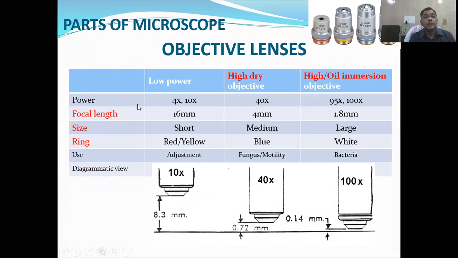Now, the utility of this power: the low power is generally used to scan your sample.